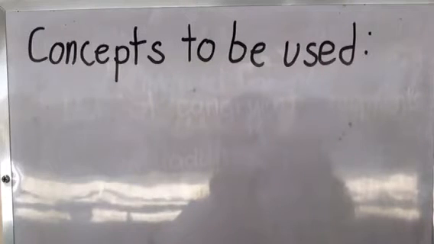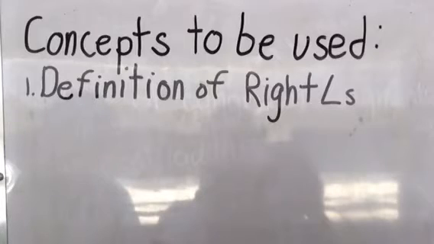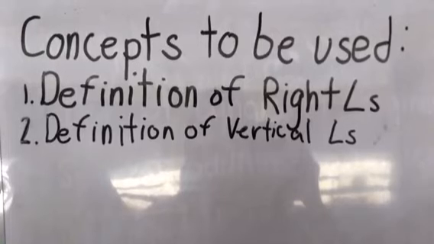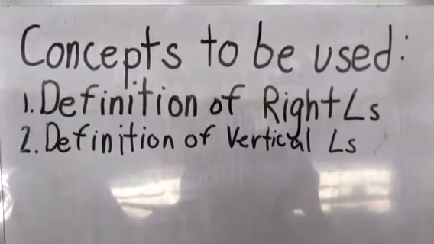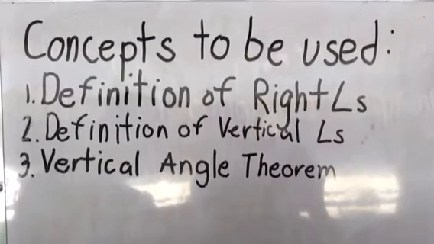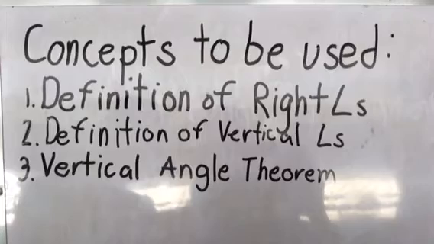The concepts to be used in the problem are: the definition of a right angle is that it measures 90 degrees, is at a corner of a box, and is an intersection of two perpendicular lines. Vertical angles are two congruent non-adjacent angles formed by two intersecting lines. The vertical angle theorem states that all vertical angles are equal.